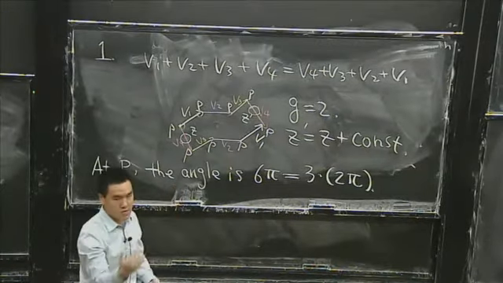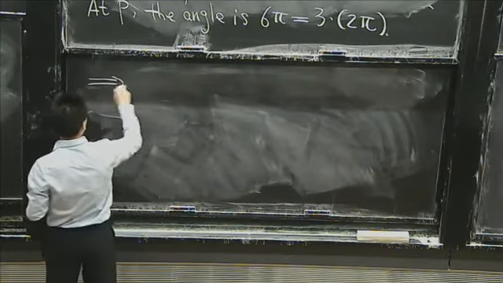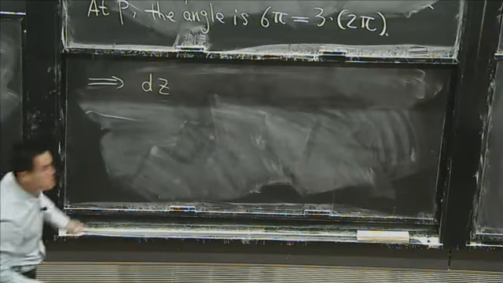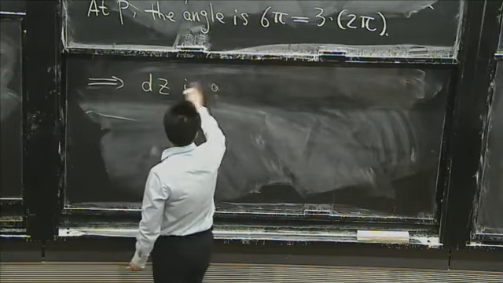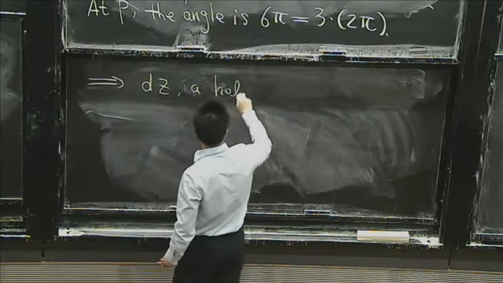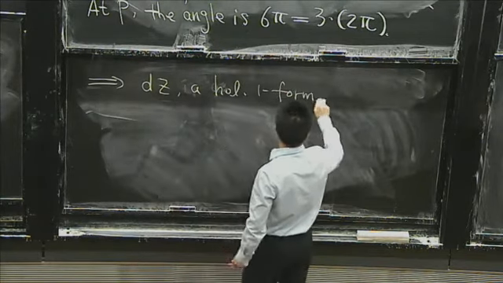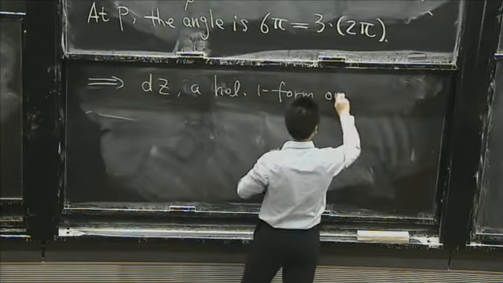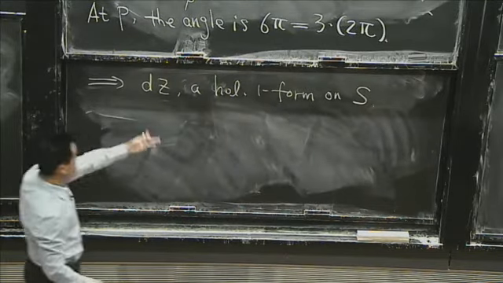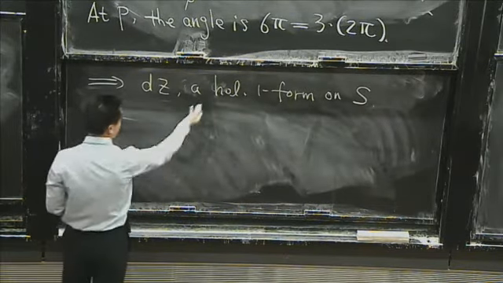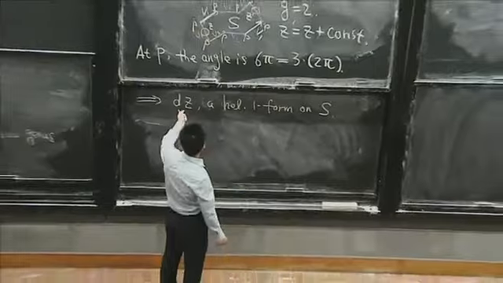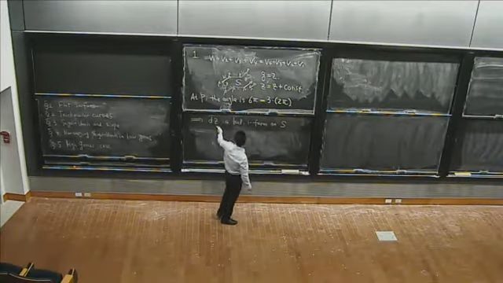So if you look at the transition function, suppose we differentiate. This flat structure actually induces dz. That is a well-defined global holomorphic one form on the Riemann surface. Let's call the surface S. Because when it differentiates, the constant goes away. So it's a well-defined global holomorphic one form. And where is 0? Well, you can check only at this point P, this one form has a 0.